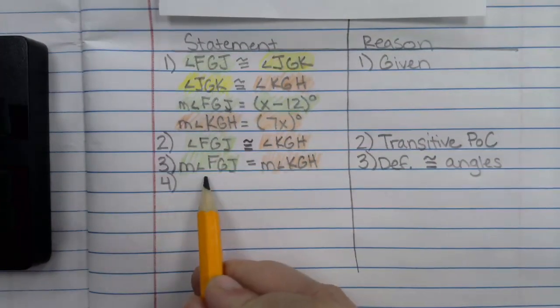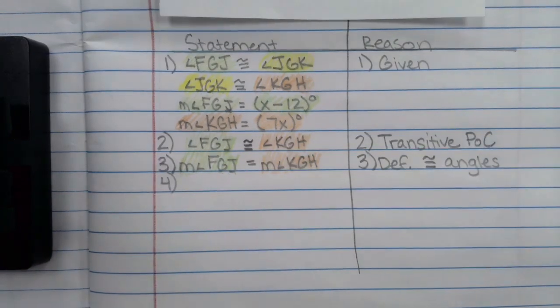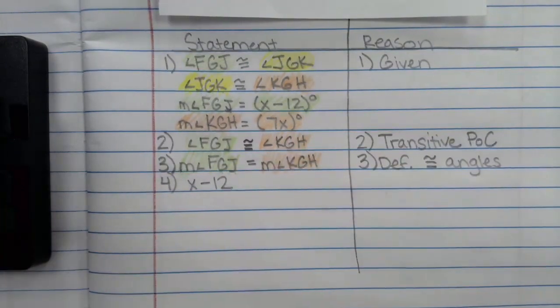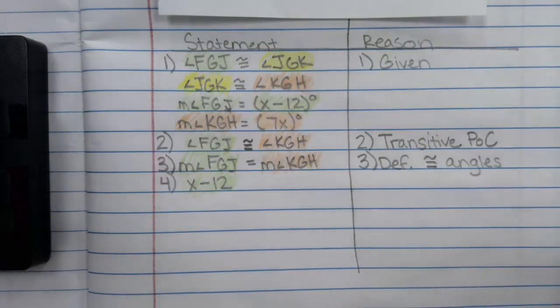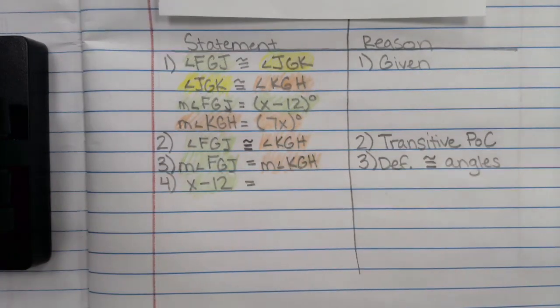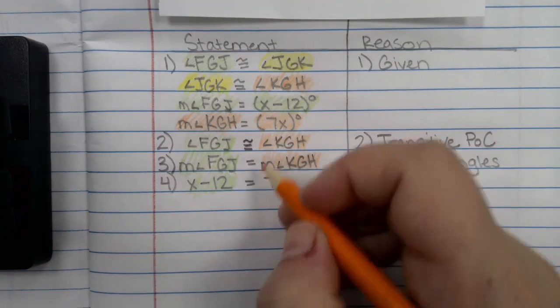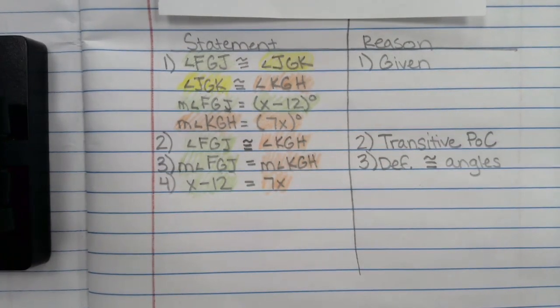I wrote measure of angle FGJ. What do we know measure of angle FGJ was equal to? Good, x minus 12. What do I know the measure of angle KGH is equal to? 7x. We stated that back in our given. We could also look back at that picture. So we're switching out those measurements for what they're equal to in our diagram.